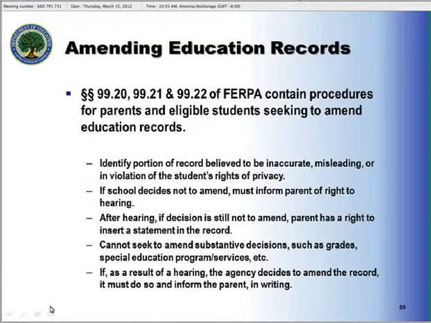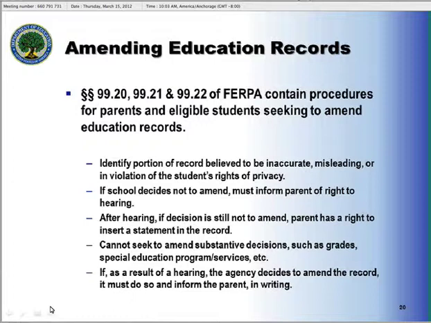Both FERPA and IDEA have similar requirements concerning seeking to amend education records. You can find the FERPA requirements in sections 99.20 through 99.22 of our regulations. Our legislative history indicates that FERPA was, quote, "not intended to overturn established standards and procedures for the challenge of substantive decisions made by an educational institution," end quote.